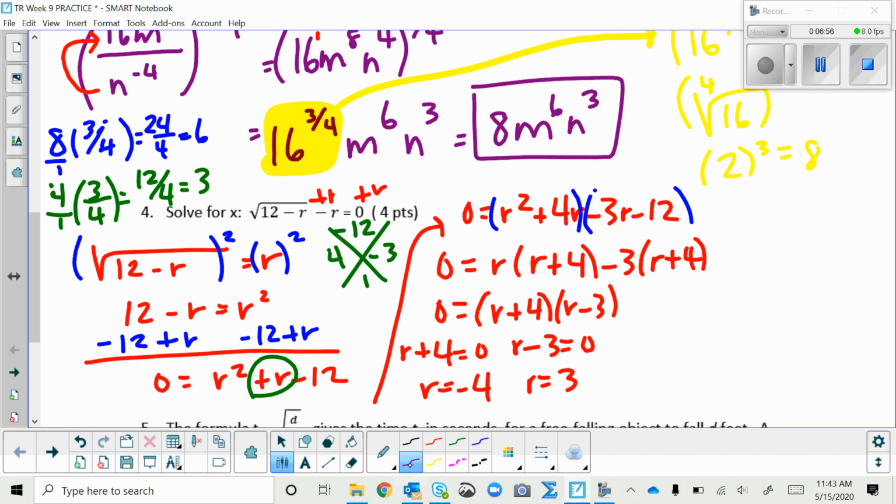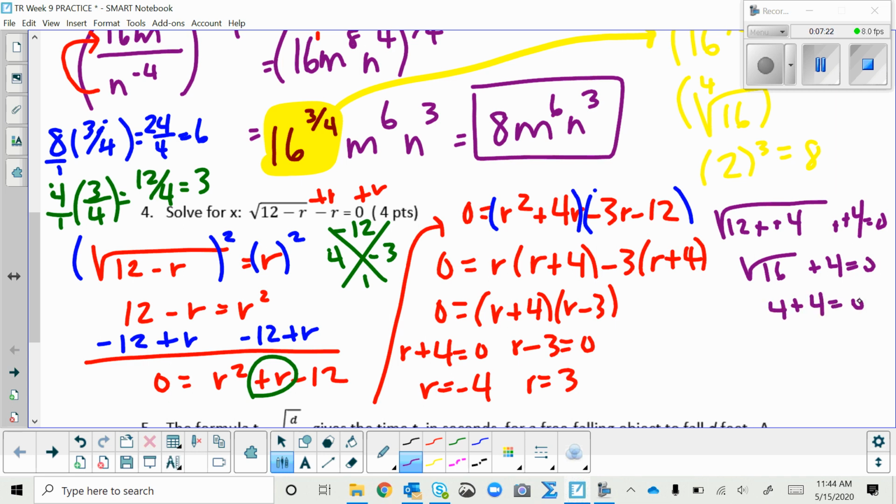So you plug them into the original equation. So here's me checking negative 4. 12 minus negative 4 minus negative 4 equals 0. Both those places where you have minus and negative becomes plus plus. So that gives me the square root of 16 plus 4. Square root of 16 is 4. 4 plus 4 is 8. It is not true that 8 equals 0. So we know that r equals negative 4 is an extraneous solution.